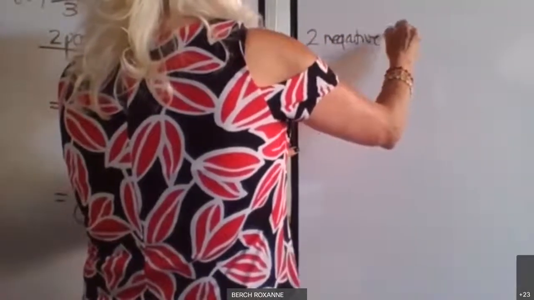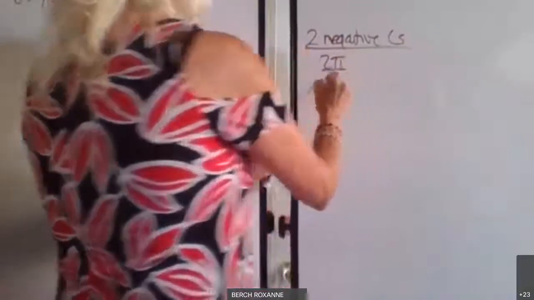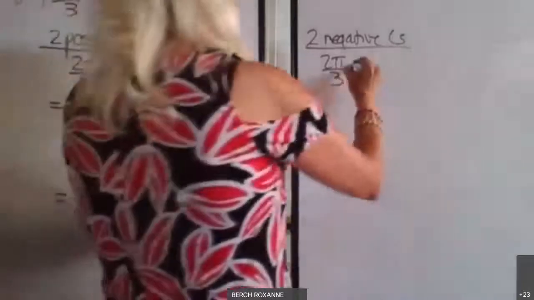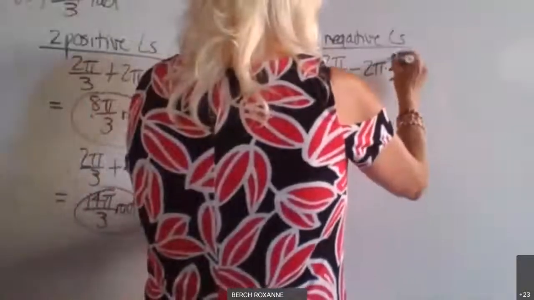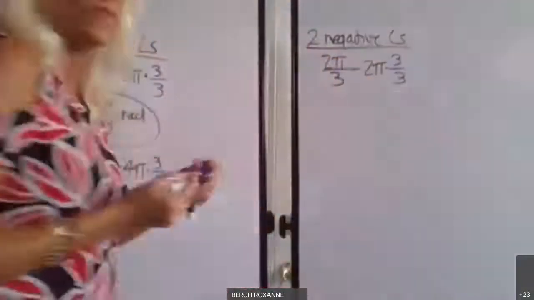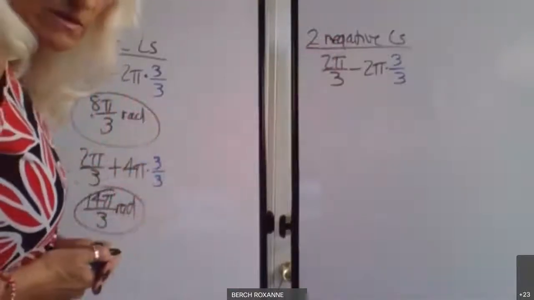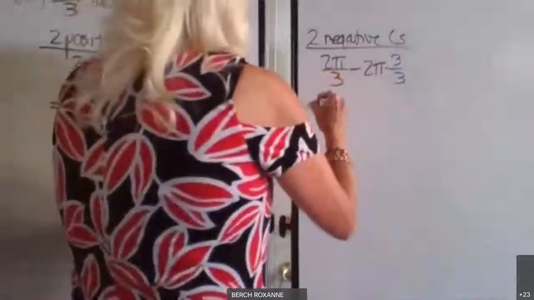Two negative coterminal angles. You would take 2 pi over 3 and do what? Subtract 2 pi. Subtract 2 pi, get a common denominator. So wouldn't this be 2 pi minus 6 pi? So what's 2 pi minus 6 pi? Negative 4 pi over 3.